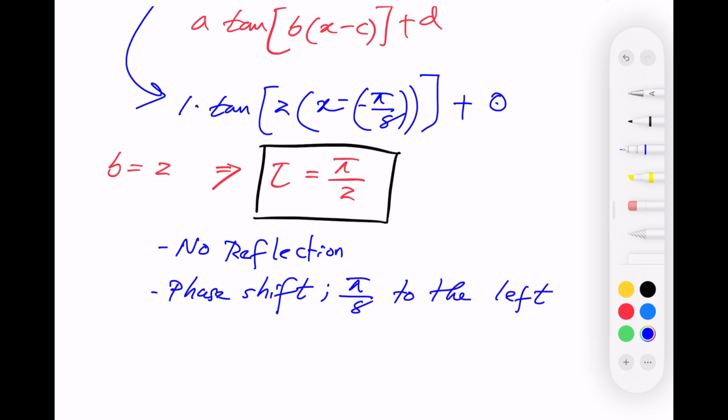How about a vertical shift? The vertical shift is given by d, and that d is equal to 0, which means there is no vertical shift of the axis of this tangent function.